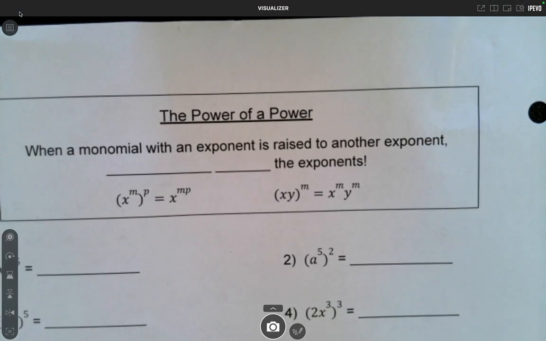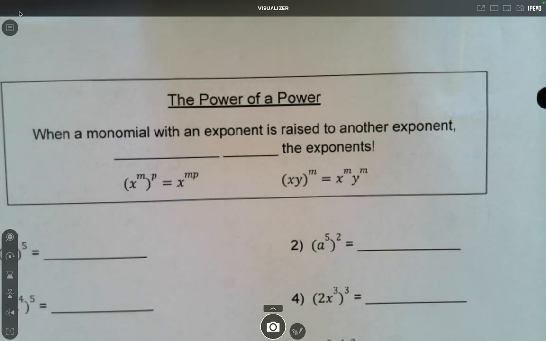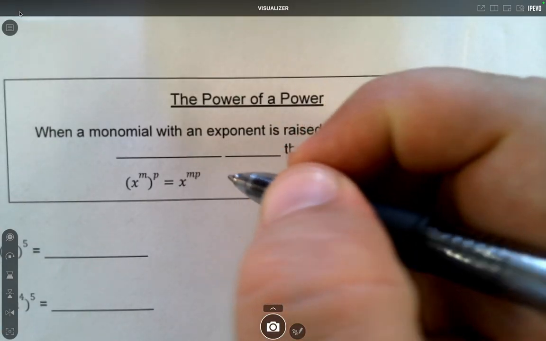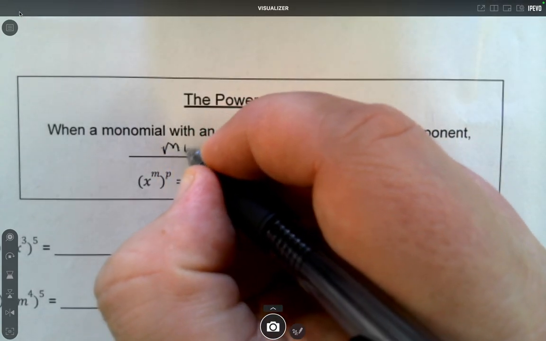Okay, now this is a different rule. When a monomial with an exponent is raised to another exponent, multiply the exponents. Multiply.